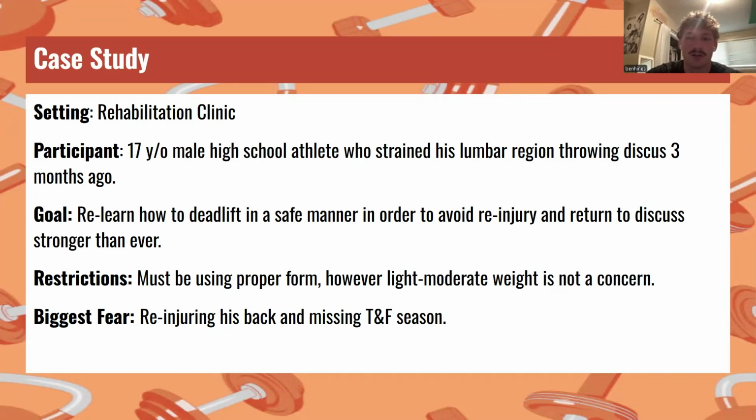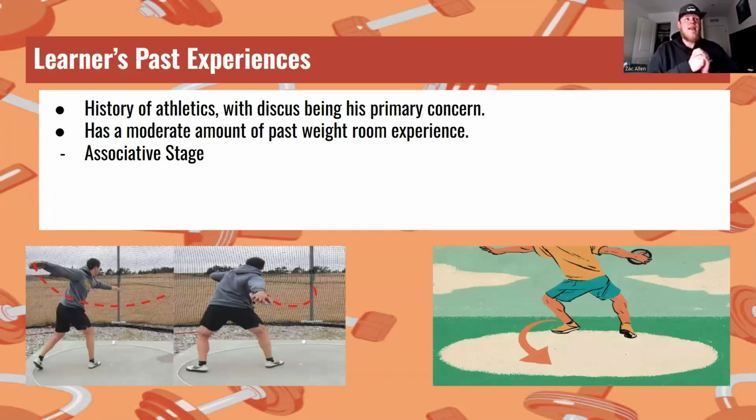His restrictions are that he must be using proper form. However, moderate to lightweight is not a concern for him at this point. His biggest fear is re-injuring his back and missing his track and field season. So, like we said, he has a history of athletics, with discus being his primary concern. He has a moderate amount of weight room experience, and so he falls under the associative stage of deadlift proficiency based off the Fitts and Posner model. He understands the basics of it, but just wants to make sure that he's doing everything right so he doesn't get re-injured.